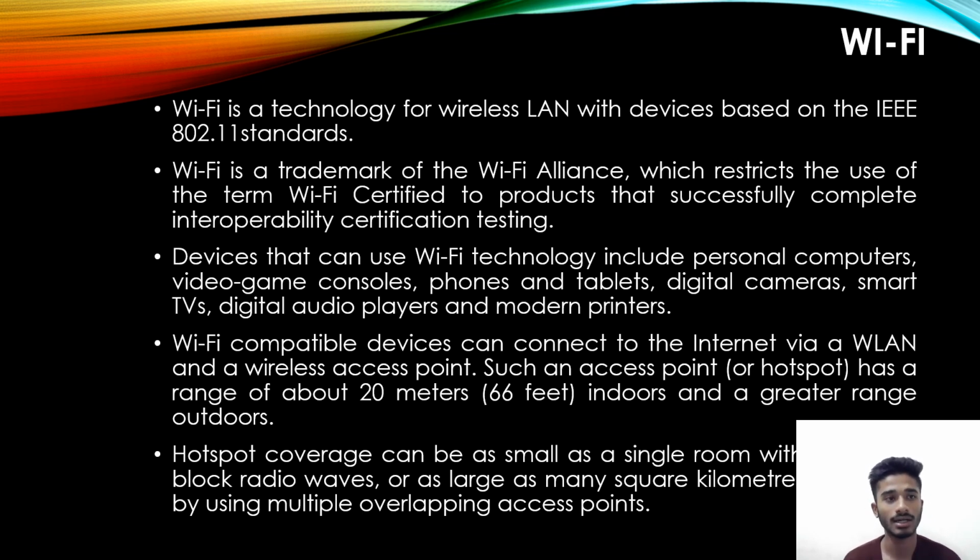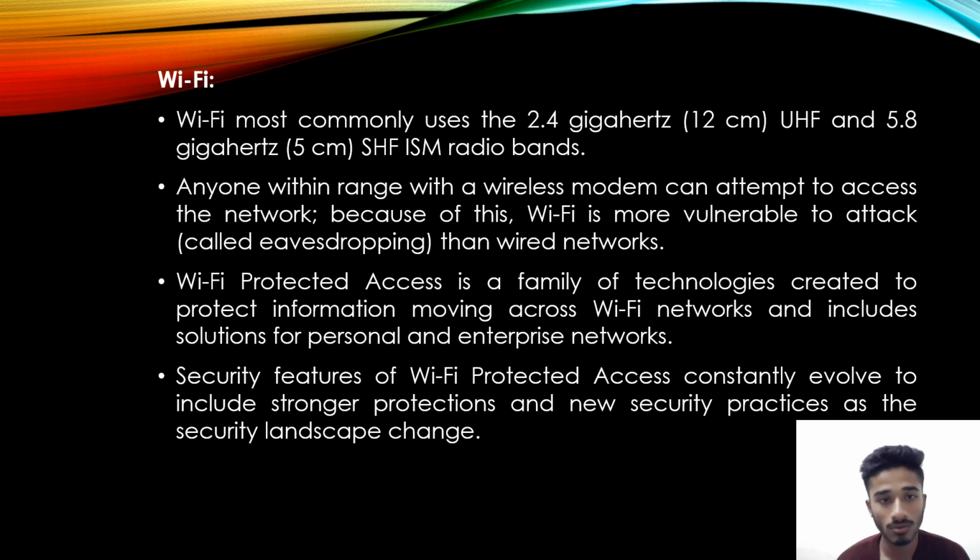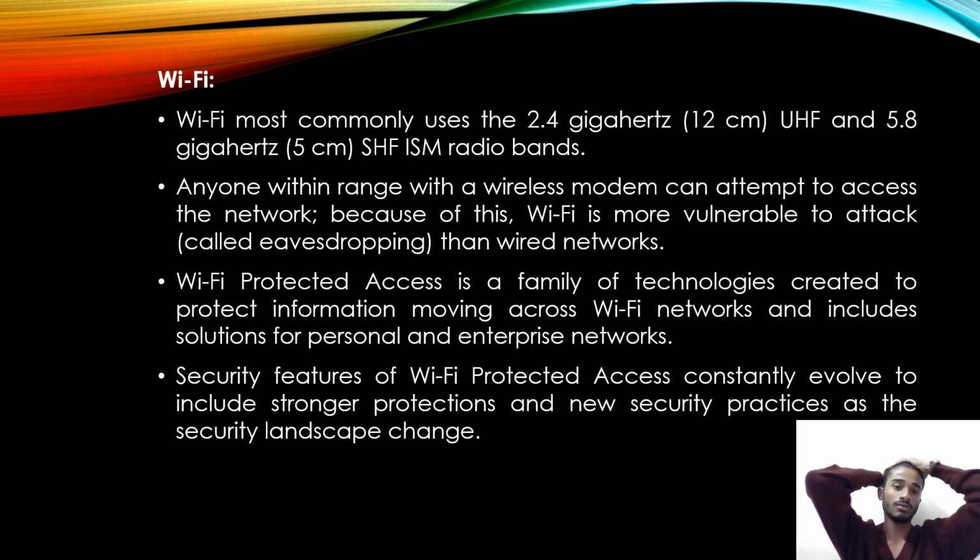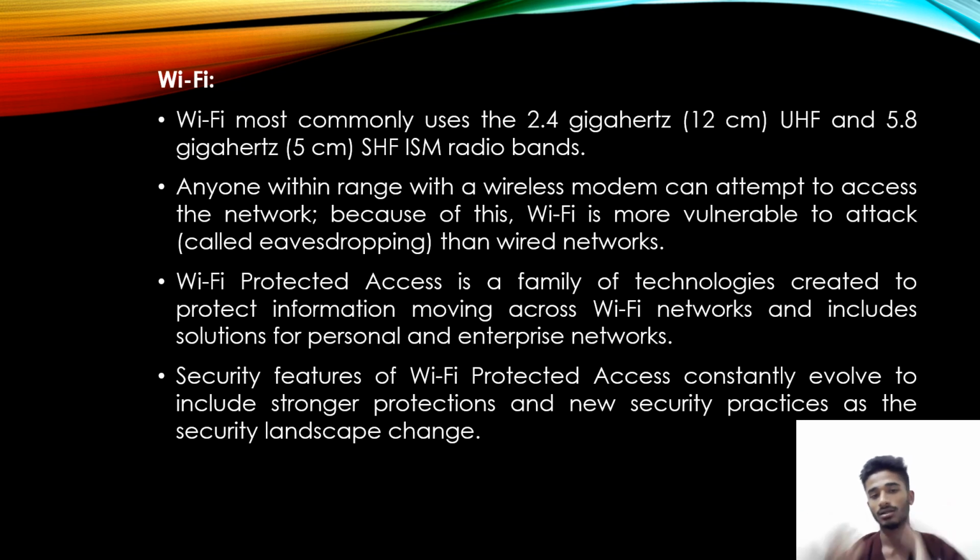So moving on to the next slide. Wi-Fi most commonly uses the 2.4 gigahertz UHF and 5.8 gigahertz SHF ISM radio bands. Anyone within the range with a wireless modem can attempt to access the network. Because of this, Wi-Fi is more vulnerable to attack than wired networks.